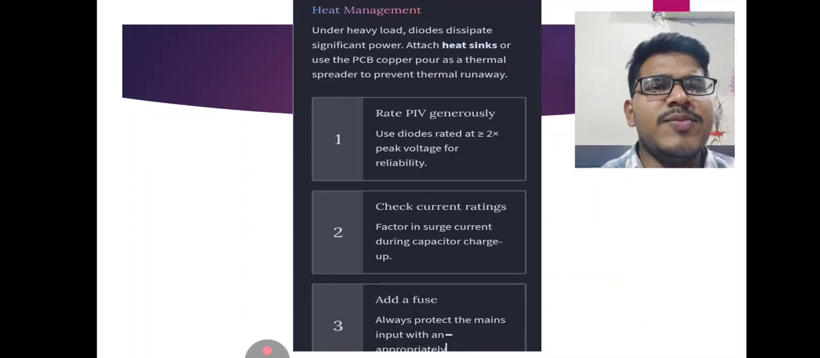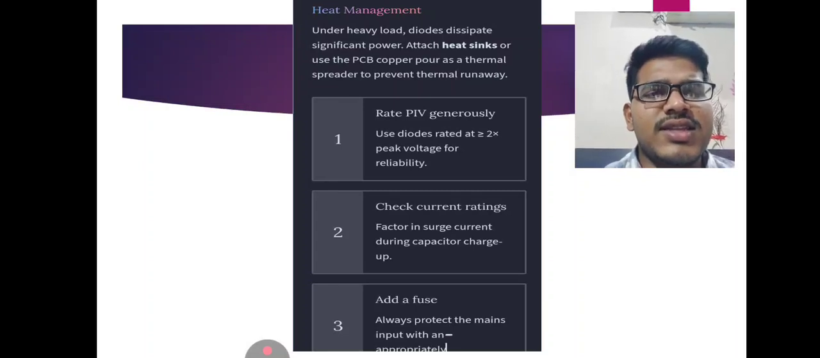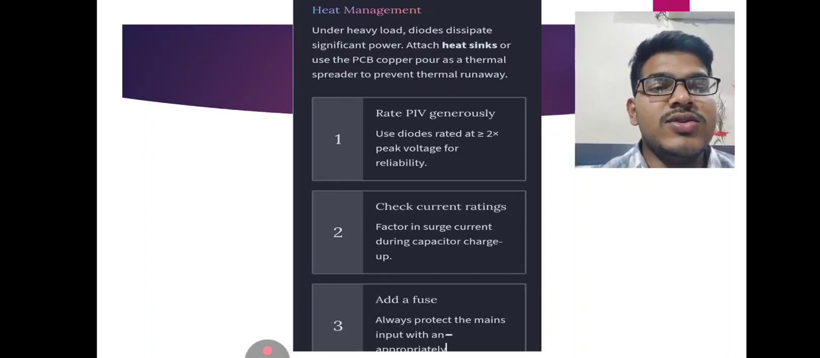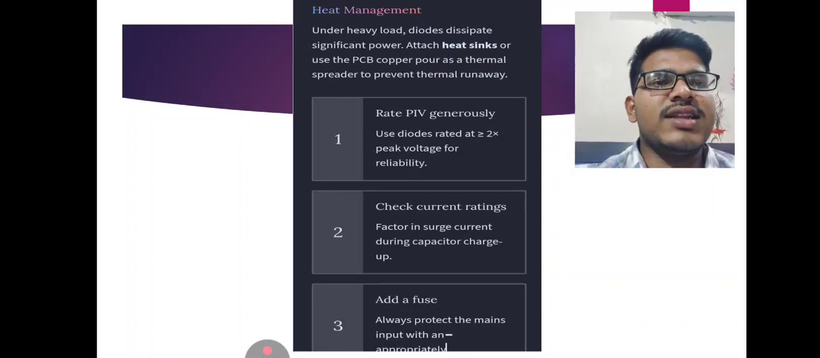First, rate PIV generously. Use diodes rated at greater than 2 times the peak voltage for reliability. You should also check current ratings, and factor in the surge current during capacitor charge up. And you must always add a fuse for protection on the mains input with an appropriate voltage connector.